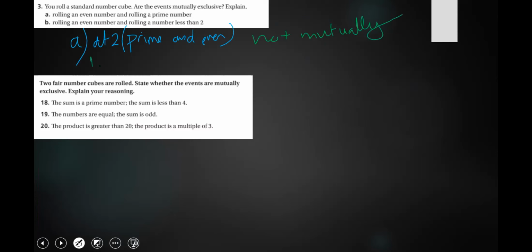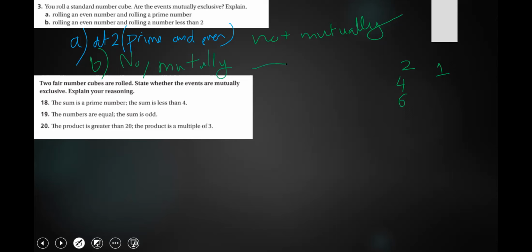Now, B, rolling an even number, so I'm talking about even numbers 2, 4, and 6, and a number which is less than 2. That means number 1. Can I roll an even number and another number that is less than 2? No. So I will say this is mutually exclusive. Let's have another example.